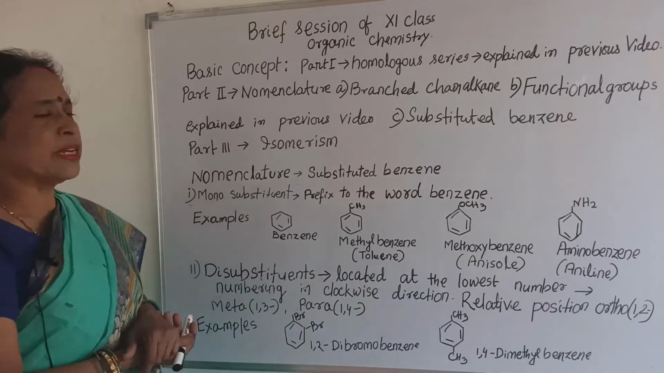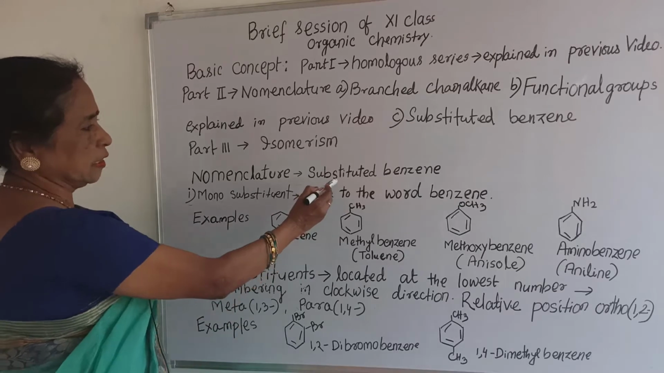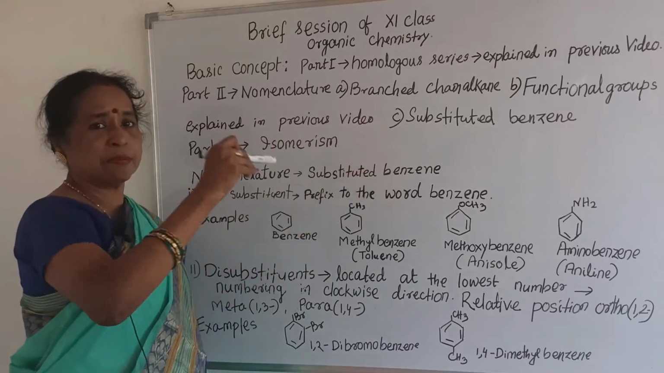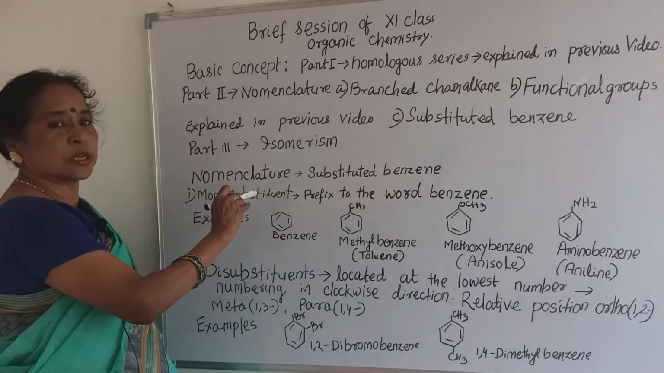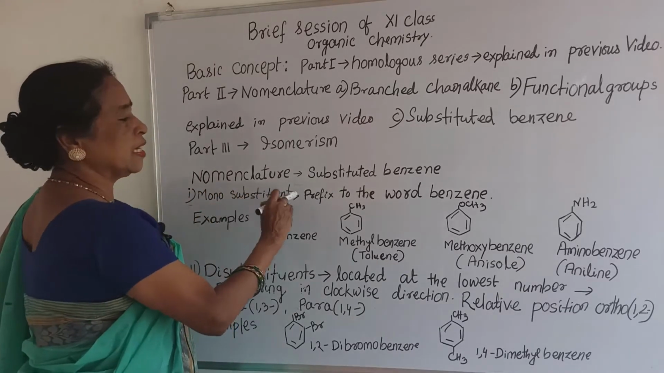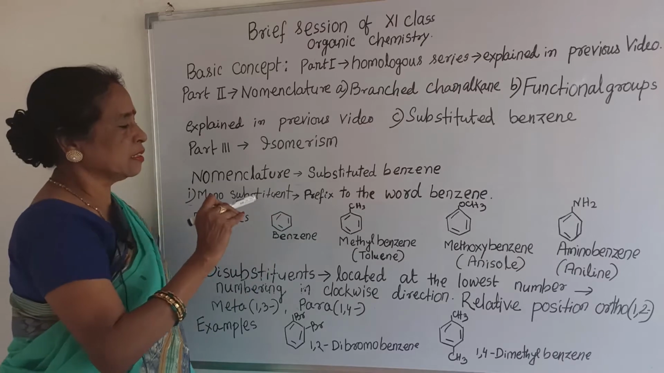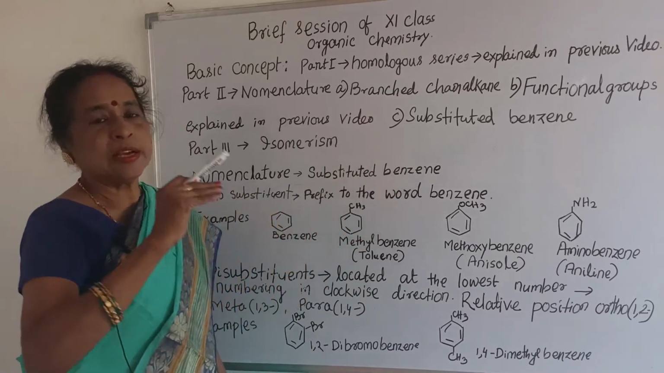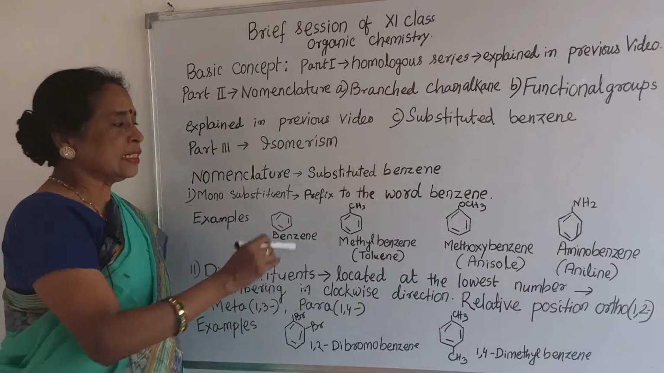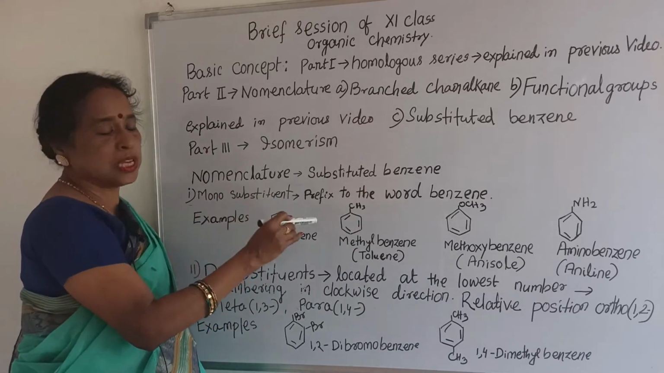Let us start with the nomenclature of substituted benzene. Substituted benzene means some substituent is attached to benzene. First is monosubstitution, which means one substituent is present on the benzene ring. Then the name of that substituent should be prefixed to the word benzene.